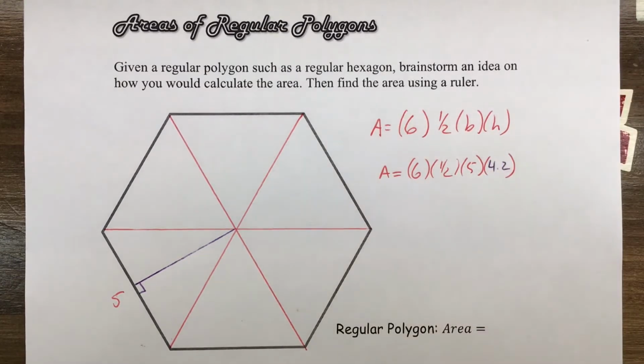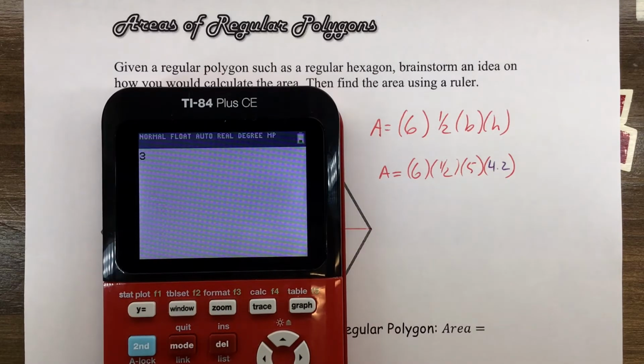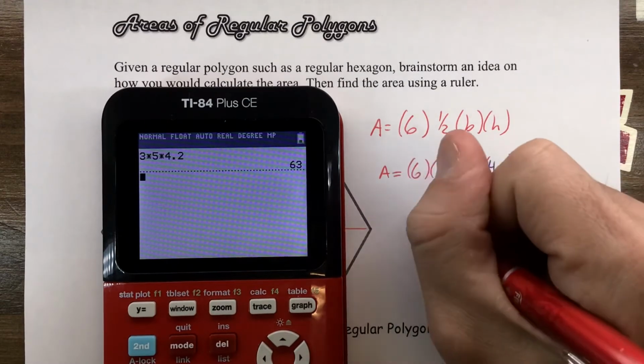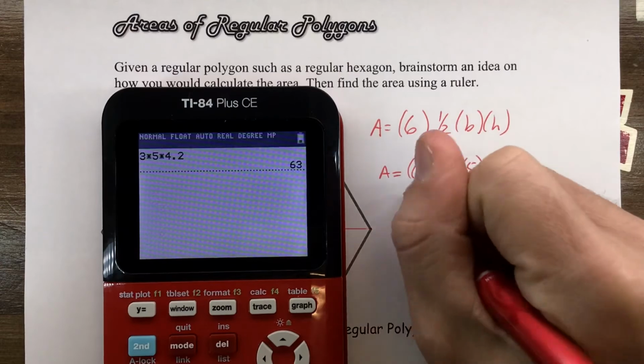4.2 centimeters. So to calculate the area, I would just multiply all those values, which I'm going to go ahead and do here. However, the actual area of this figure is not really what's important. What's important is the idea that we use to get to that answer. But we'll go ahead and look at what it says. So we got 6 times 1/2. That would be the same thing as 3 times 5 times 4.2, which gives us 63. That's interesting. This is an approximation because we measured things, of course, but it appears to be 63 centimeters squared.